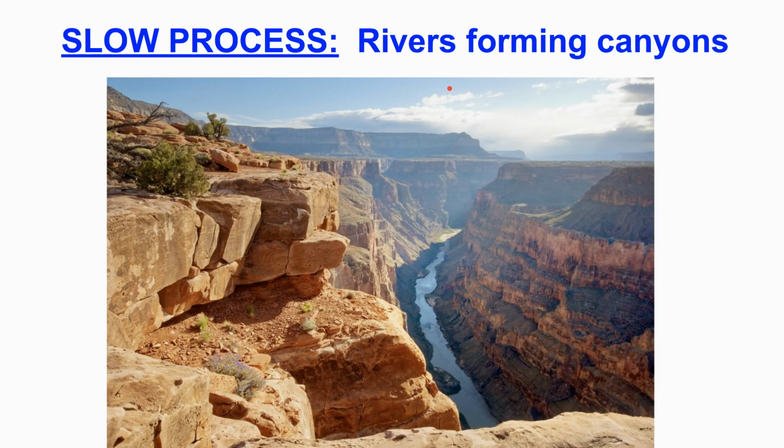All right, so let's get some examples. I want you to write down these examples. Slow processes, right? Rivers forming canyons. This is the Grand Canyon. We were looking at that for a national park video a couple weeks ago. I think it was last week, actually. This is a slow process.